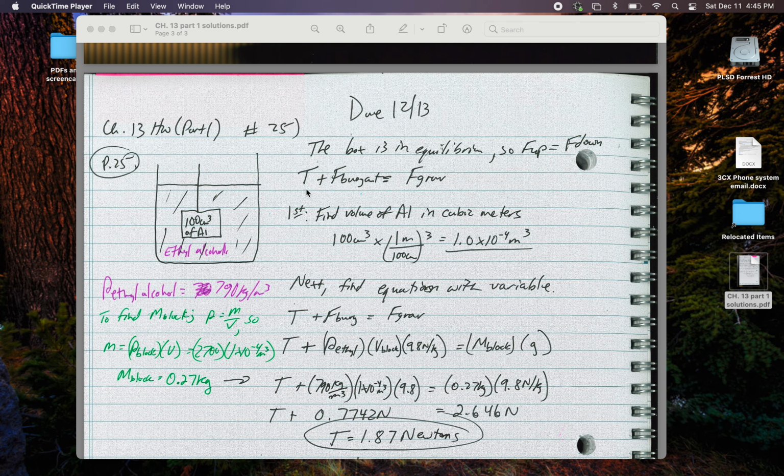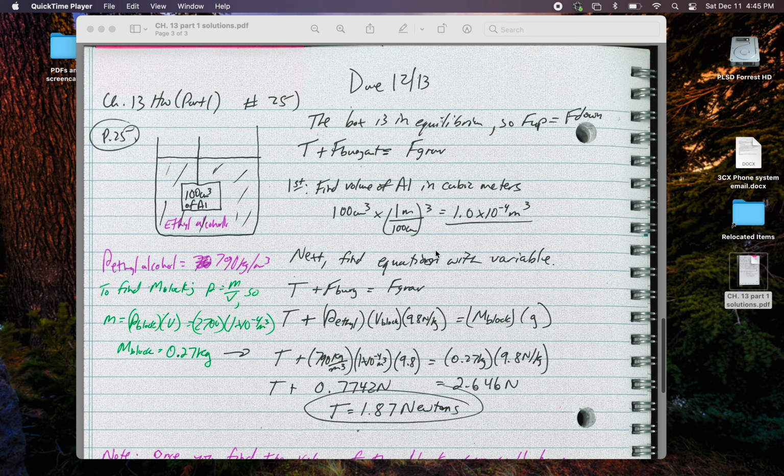We have zero net force, so the tension and the buoyant force up would equal the gravitational force acting down. So the first thing I'm going to want to do is find the volume of aluminum in cubic meters. I said it was 100 cubic centimeters, but I need to convert that to cubic meters, and notice I did that in a fairly specific way. We have to take into account all three dimensions of the block. So I could have done 0.1 times 0.1 times 0.1 as well. Oh no, I couldn't do that. It gave me this volume, so I had to do the conversions, basically 0.01 times 0.01 times 0.01 times this volume.